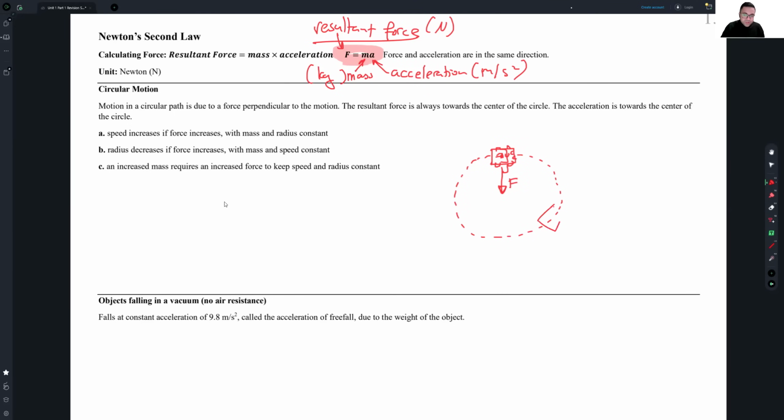If you're moving in a circle, the force is always towards the center of the circle. No matter where you are in this circle, it'll always be towards what? The center of the circle.